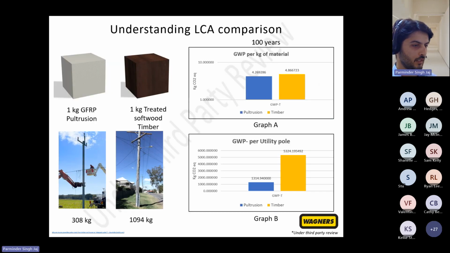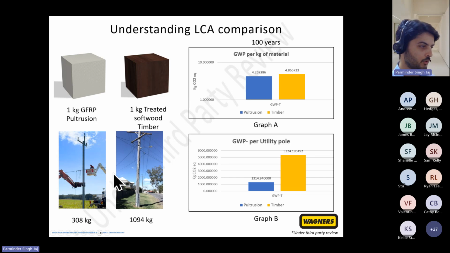The other key aspect is the weight of the product. So if you are comparing EPDs of 2 different materials, at that instant per kg of pultrusion, and you're comparing per kg of treated timber, they may sound really similar, or maybe in some cases timber may have lower emissions compared to pultrusion, but it all comes down to the final product.